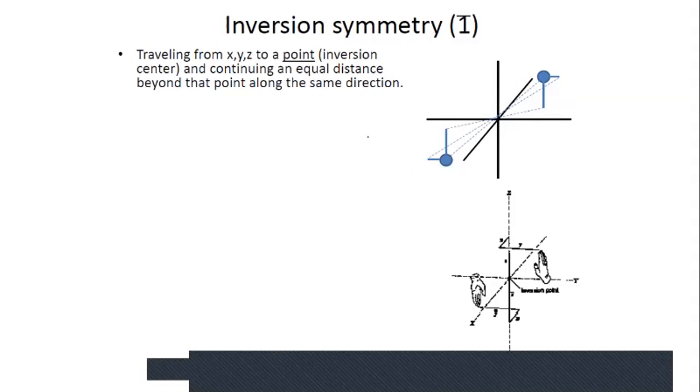Now with inversion centers, it's about a point. There's some point in space where you take a set of coordinates and it becomes the negative of those coordinates. So for an inversion center, all the coordinates become negative. If you have the coordinates x, y, and z, the inversion center would just be negative x, negative y, negative z. That's it.